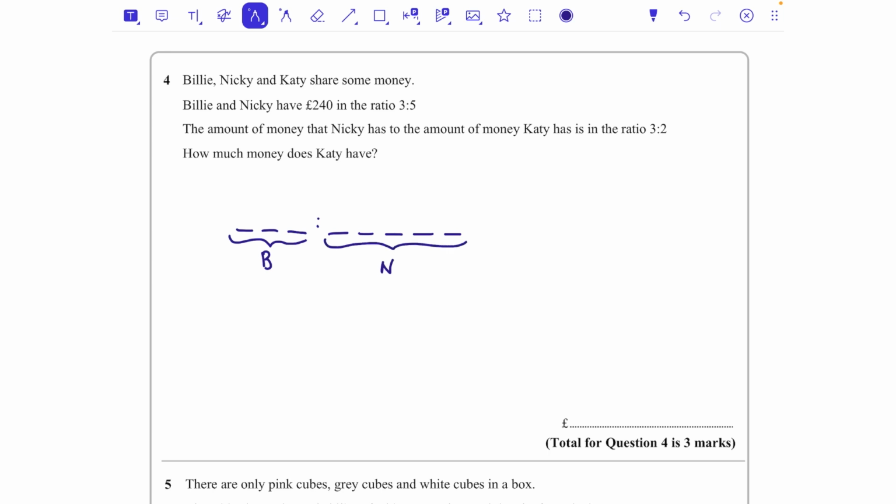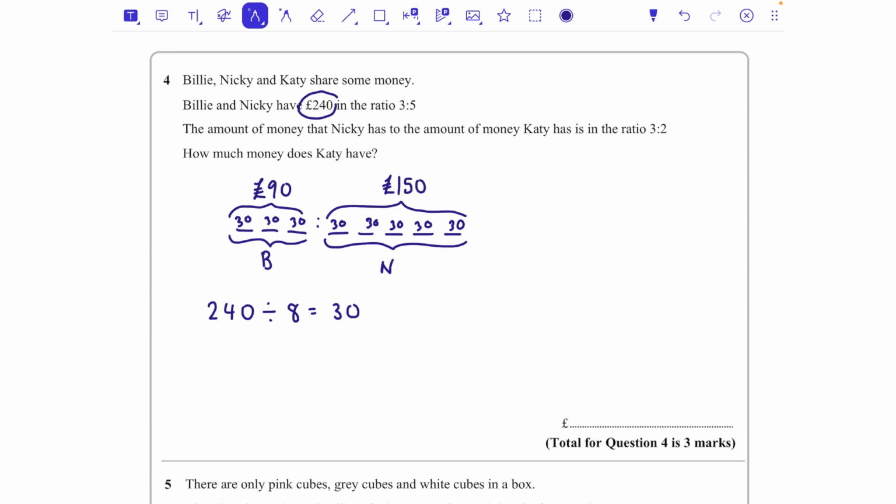So altogether they've got 8 little piles, and we know that we need to take £240 and share it over those 8 piles so that each of the piles has the same amount on it. So 240 divided by 8 is 30. So that means each of these little piles has £30 on it. 30, 30, 30, 30, there we go. Which means that Billy has £90 in total from those 3 piles, and Nikki has 5 piles of 30, so 5 times 30 is 150.